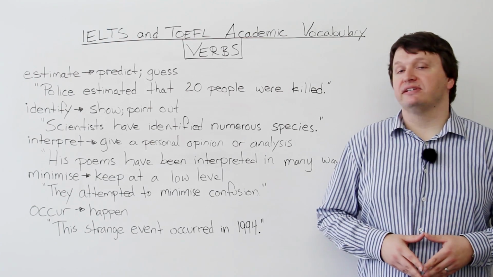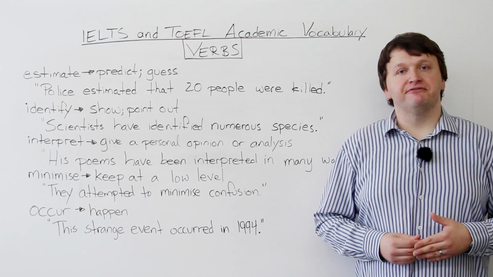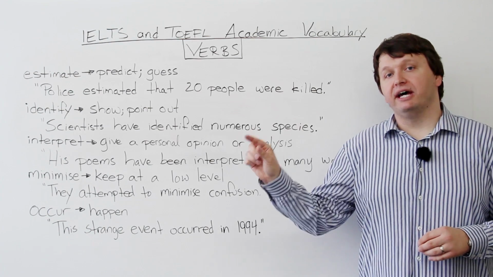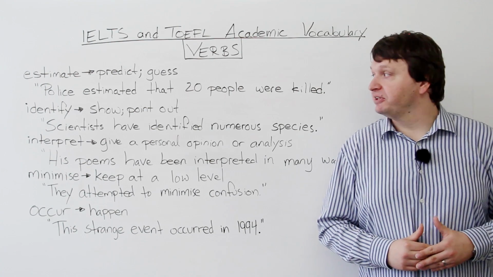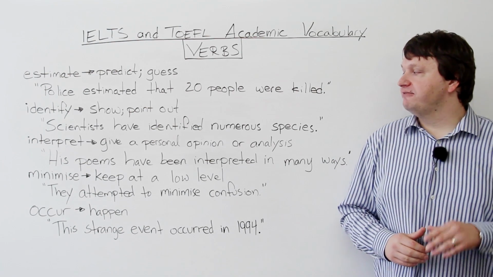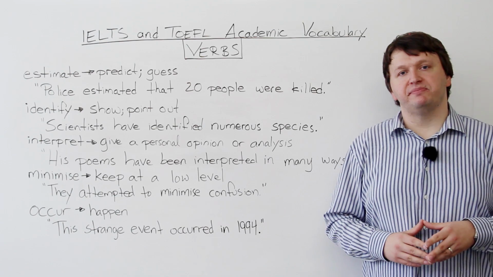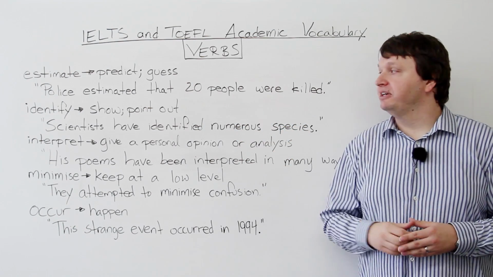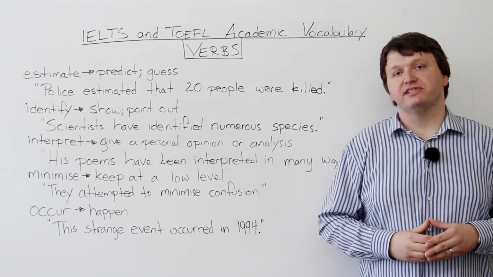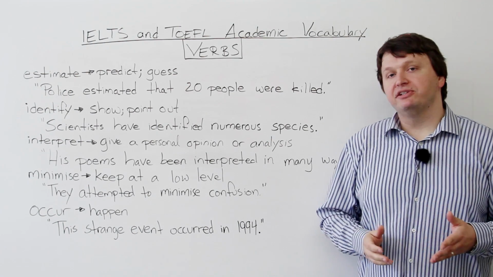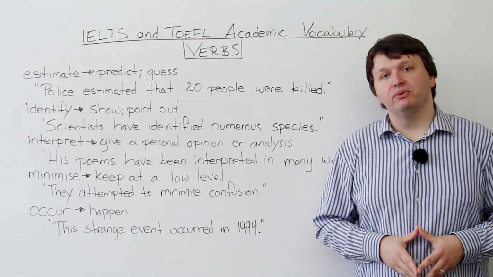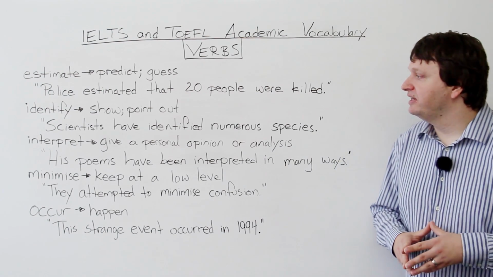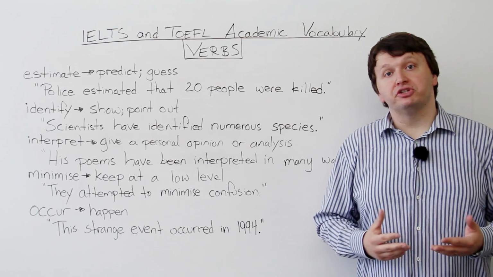The next word is identify. Identify is just another way to say show or to point out if you want to use a phrasal verb. So scientists have identified numerous species. They have basically shown, discovered, pointed out numerous species. Okay, and just a reminder, all of these are verbs, which means you can use them in a variety of tenses, all English tenses.